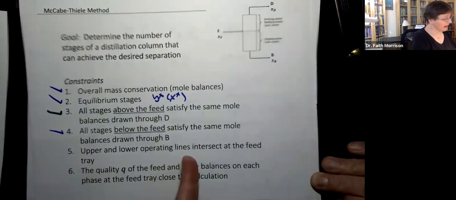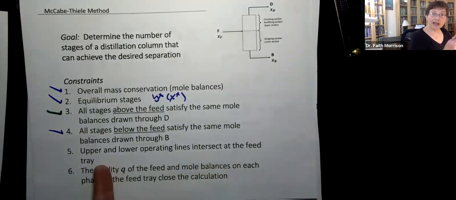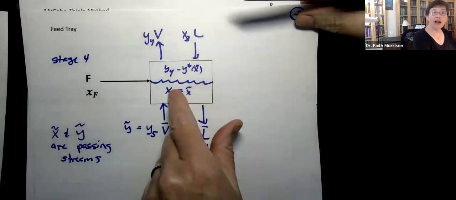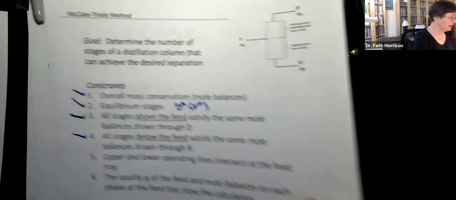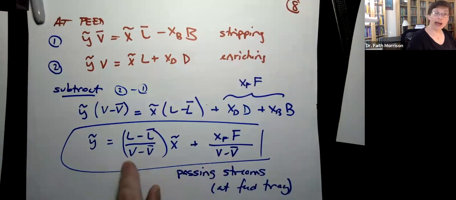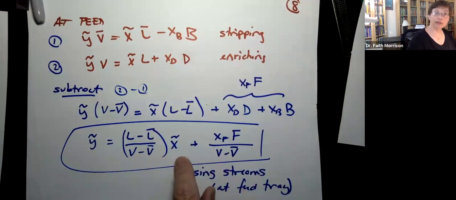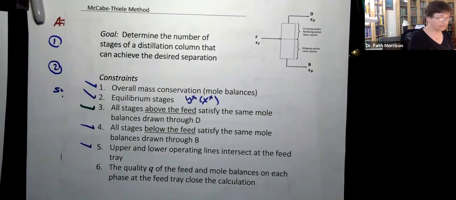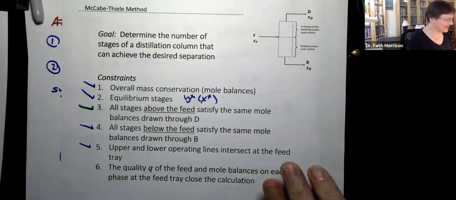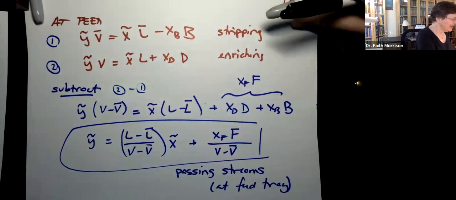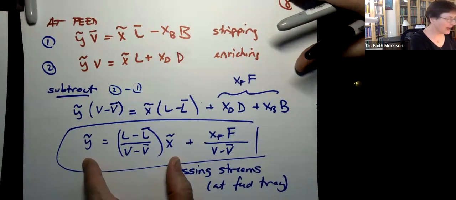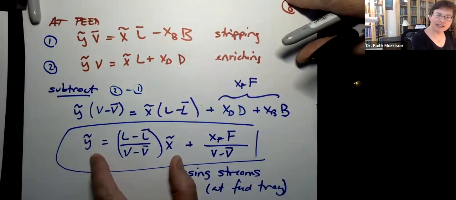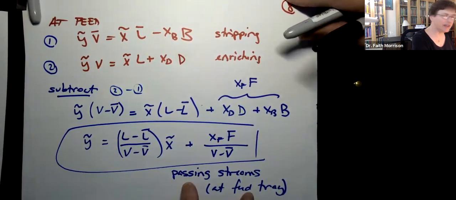The upper and lower operating lines intersect at the feed tray, which means at the feed tray, the X and the Y that show up have to follow this expression for what the passing streams have to be related between the two. So we've now applied that constraint. And we have just one more, so we're almost done. This is also a line. Okay, so this is a line of Y versus X that expresses passing streams on the feed tray.